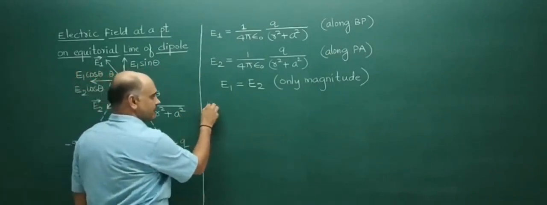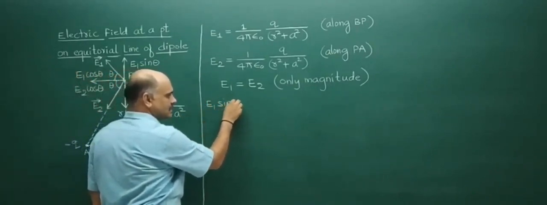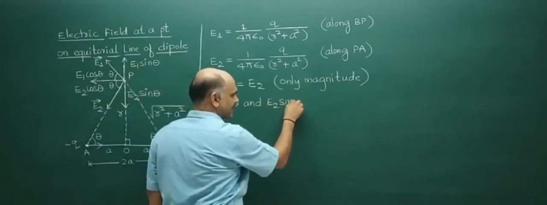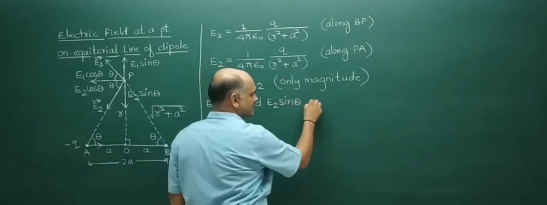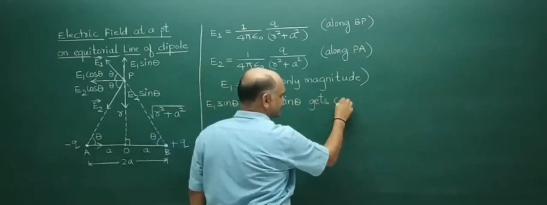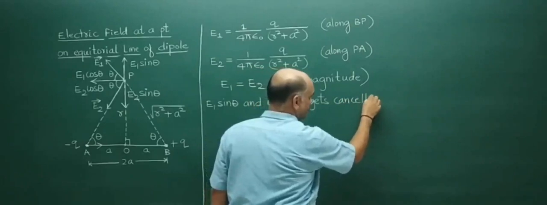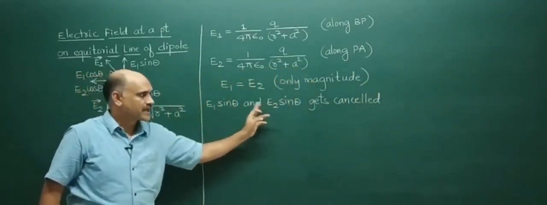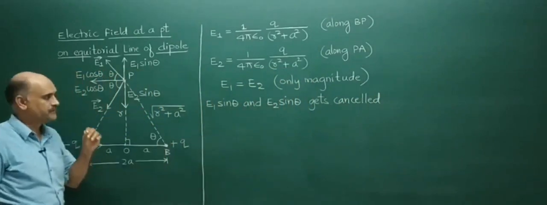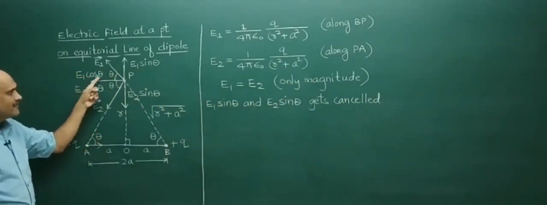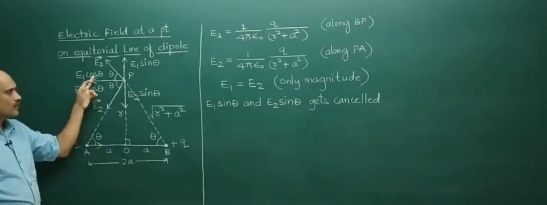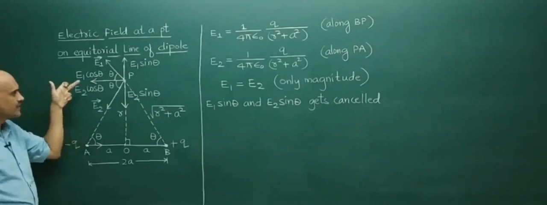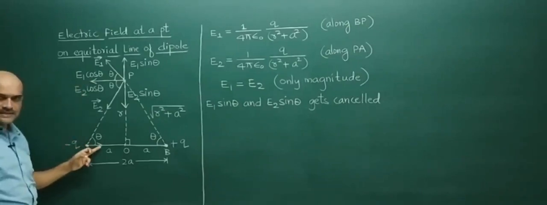So I can say E1 sin theta and E2 sin theta get cancelled, because both are equal and opposite. Now E1 cos theta and E2 cos theta both are also in the same line but in the same direction, towards left. This is opposite to the dipole axis.